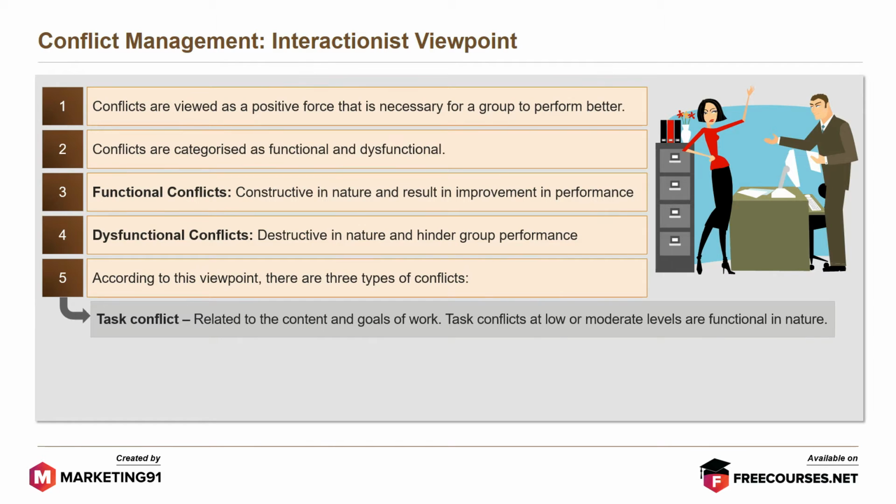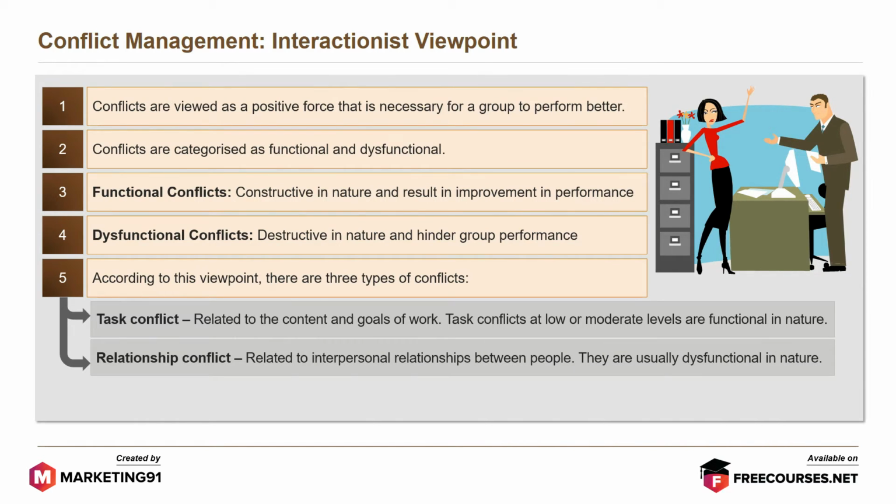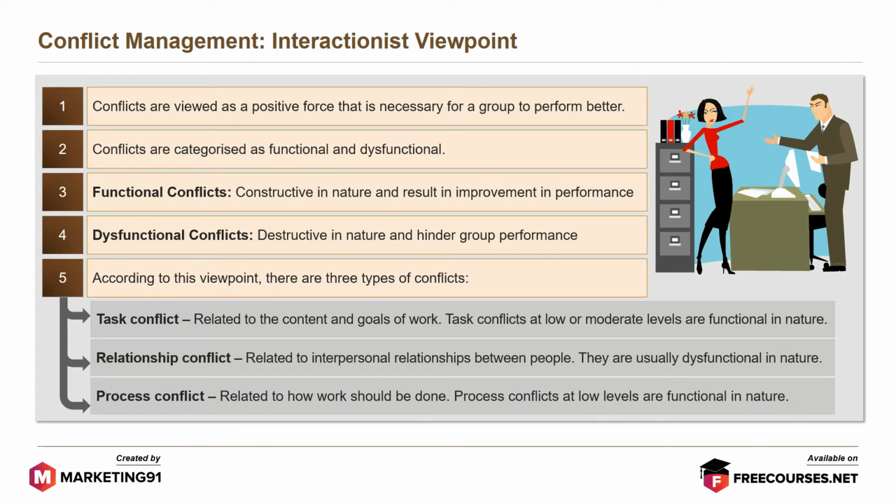Task conflict, which is related to the content and goals of work. Task conflicts at low or moderate levels are functional in nature. Relationship conflict, which is related to interpersonal relationships between people. They are usually dysfunctional in nature. And process conflict, which is related to how work should be done. Process conflicts at low levels are functional in nature.